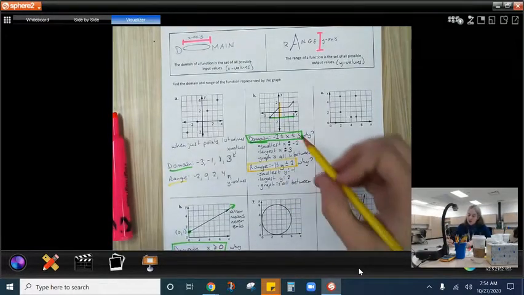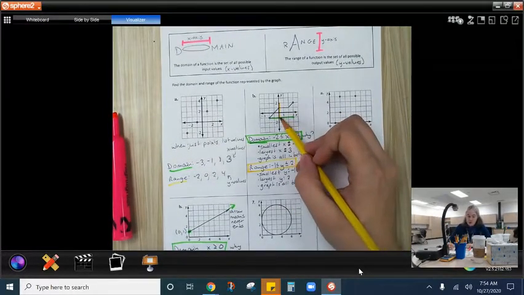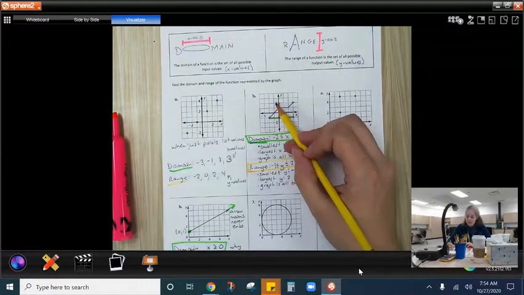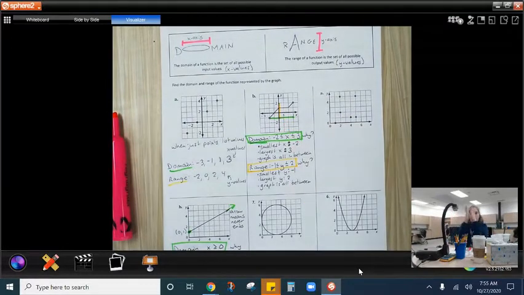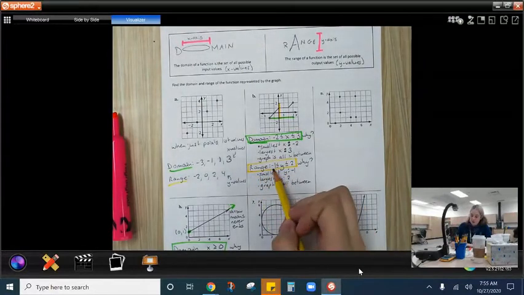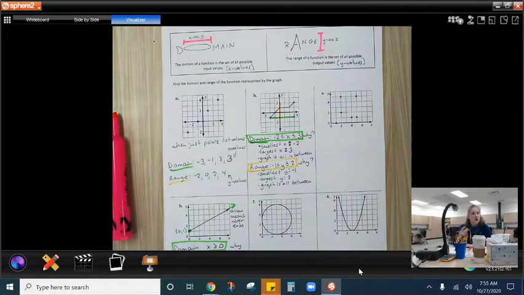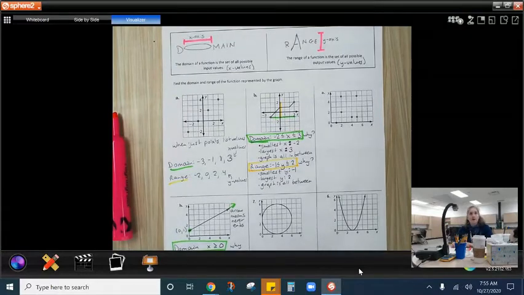So then for our range, our smallest range would be right here at -1 on the y-axis. And the biggest one would be up here at 2, right? It's if we squish that graph so it only touched the y-axis, where would it touch? It would touch everything between -1 and 2. So I hope those kind of make sense.